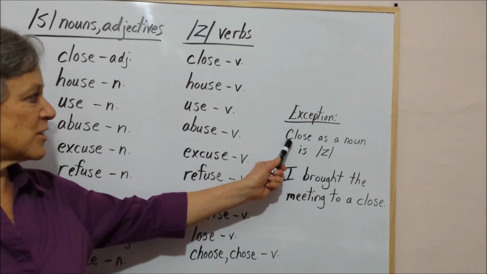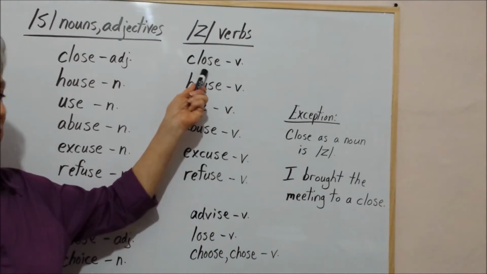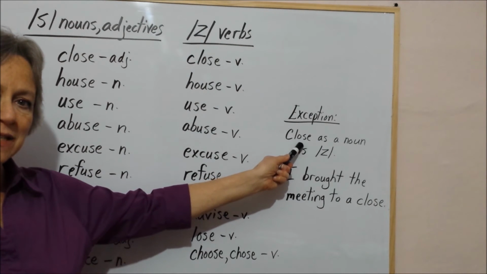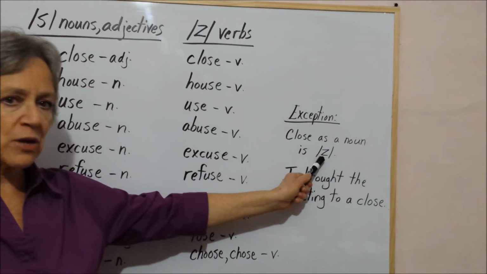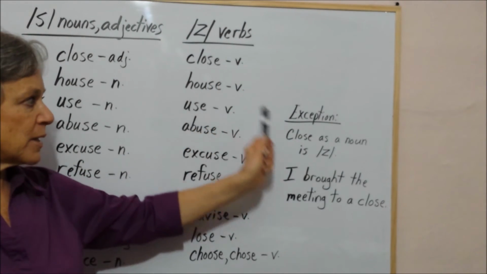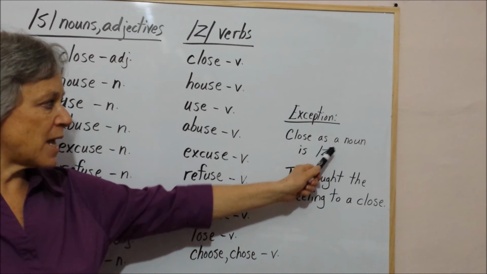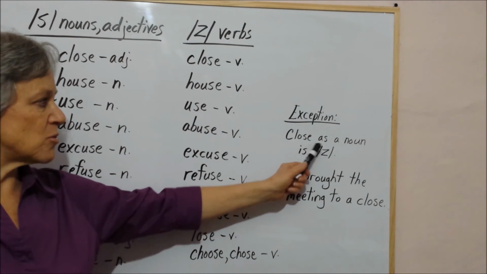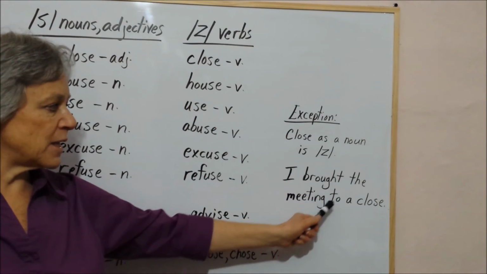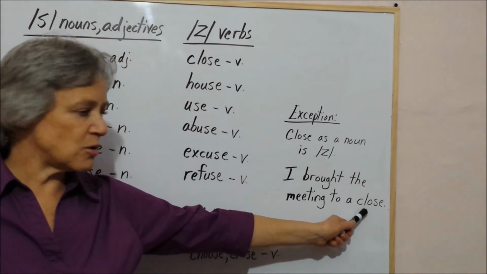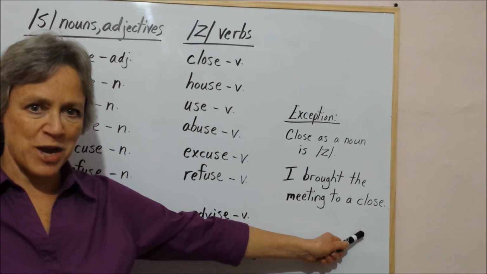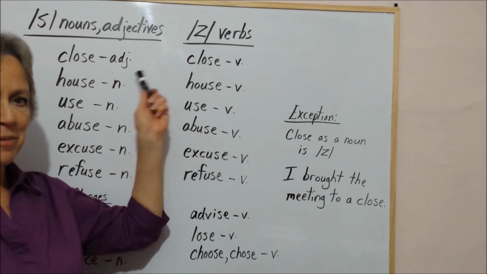And there is, of course, an exception. And that is with this word, the first one that I have up here. This spelling, when we use this word as a noun, it is pronounced z. It's pronounced the same way as the verb. Close as a noun is z. I brought the meeting to a close. A close, this is a noun, but this usage is not real common. These are more common.